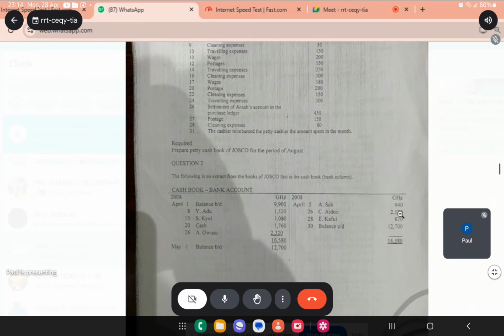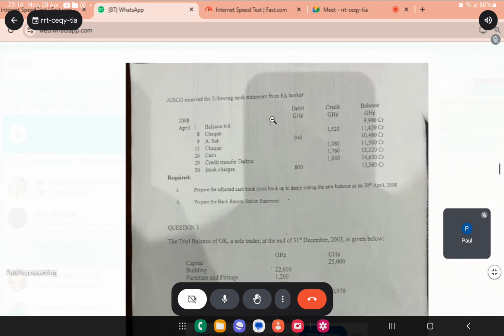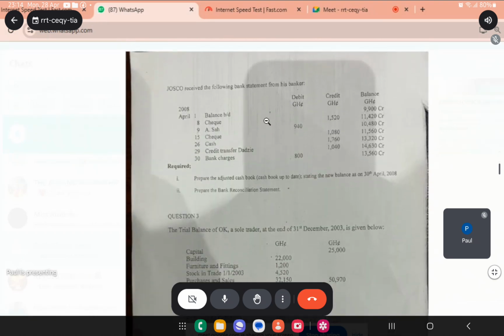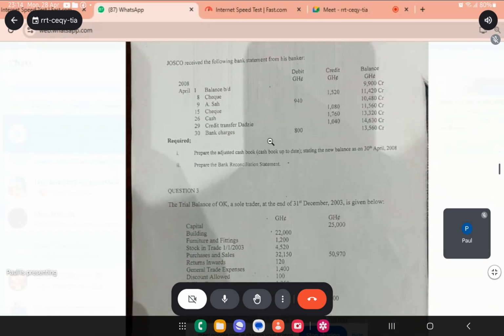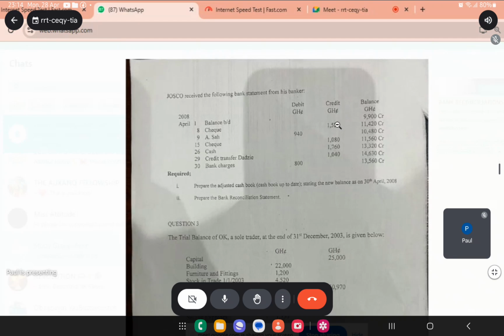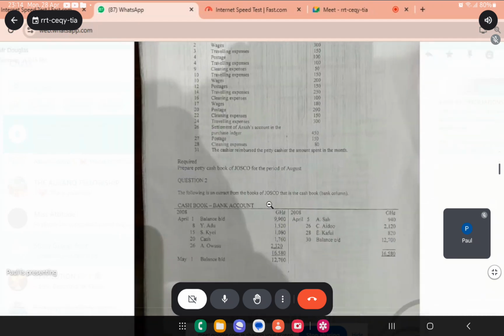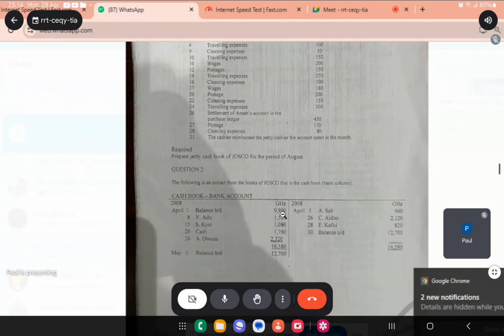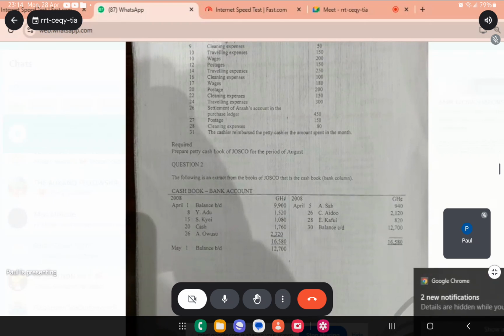Yes, 940. Good. Now we are done with the last one, which is the check on the 8th, 1,520. So when we go to the debit of the cash book, it is a credit on the bank statement, so we should see 1,520, and it is there.